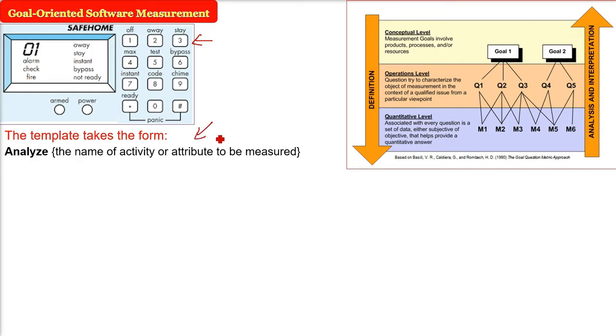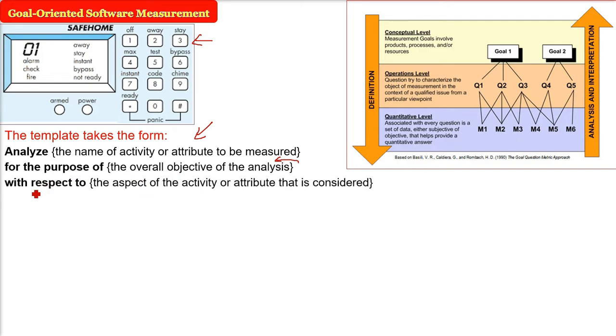Analyze, inside which we are going to give the name of the activity or the attribute to be measured. For the purpose of, inside this what we will give? The overall objective of the analysis. Then we have with respect to, what we are going to write here? The aspect of the activity or attribute that is being considered.